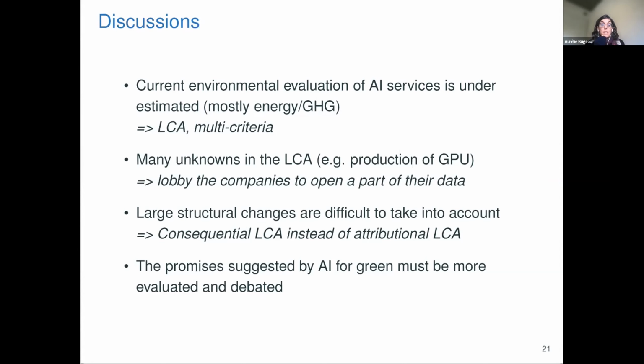And so we need Europe, for instance, to lobby the companies to open a part of their data. We need everyone to lobby the companies to get data on the impact of manufacturing all this hardware.